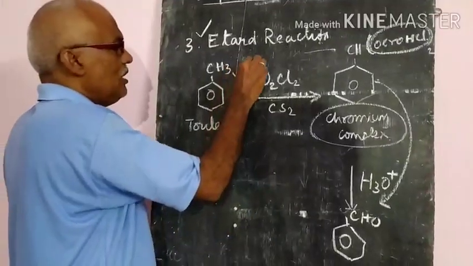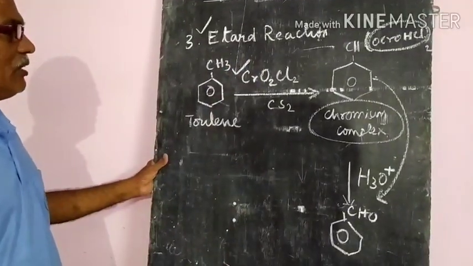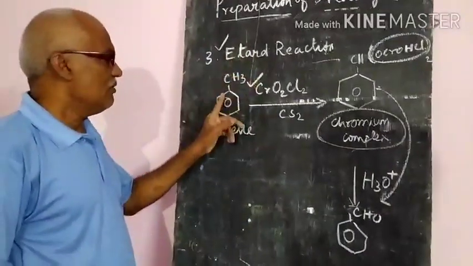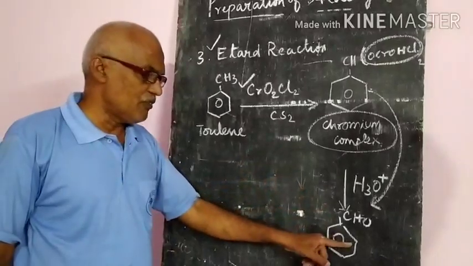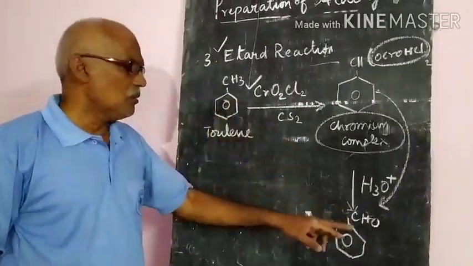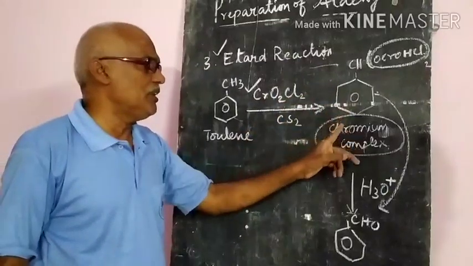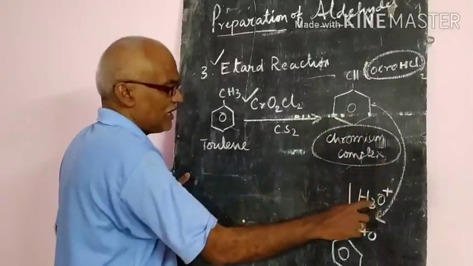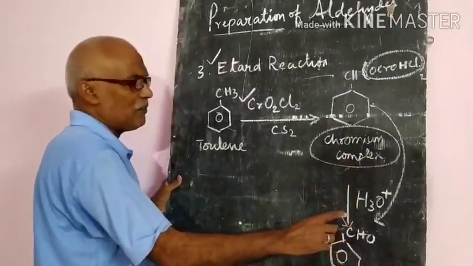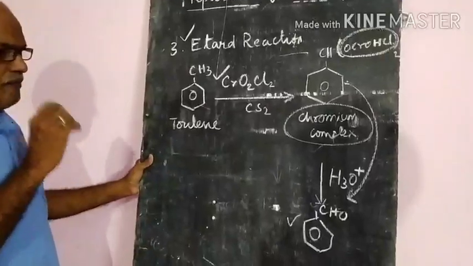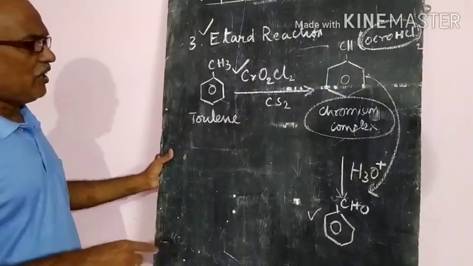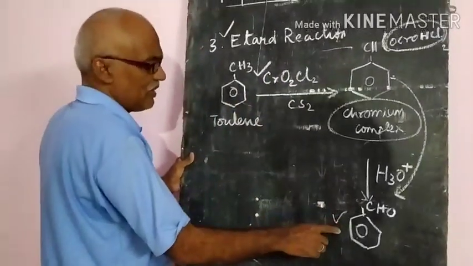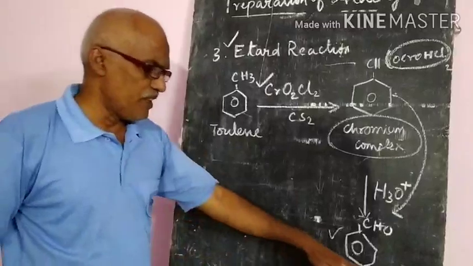So we can use chromyl chloride, chromium oxychloride. Remember, the Etard reaction converts toluene to benzaldehyde. An intermediate chromium complex is formed, which does not react further, so only hydrolysis takes place and forms the benzaldehyde. There is no further oxidation with this reagent, so it will not give any benzoic acid. It will stop here.